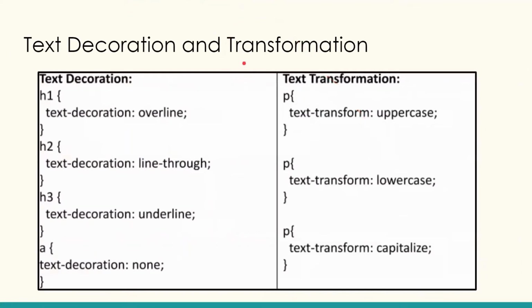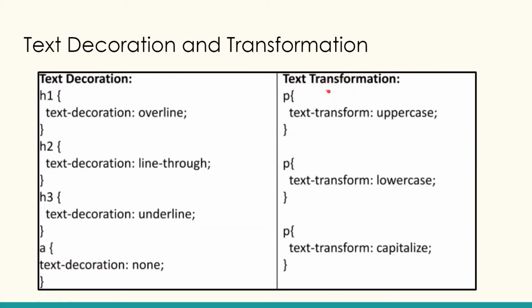Now I'll go to the slide. We have some of the values for the text decoration and transformation properties. For the text decoration property, we have overline, which means there's a line over the text. Then we have line through, which means there's a line through the text, like crossing out the text. Then we have underline, which means it'll go under the text. And finally we have none, which removes the underline, overline, or line through. It doesn't have any text decoration.